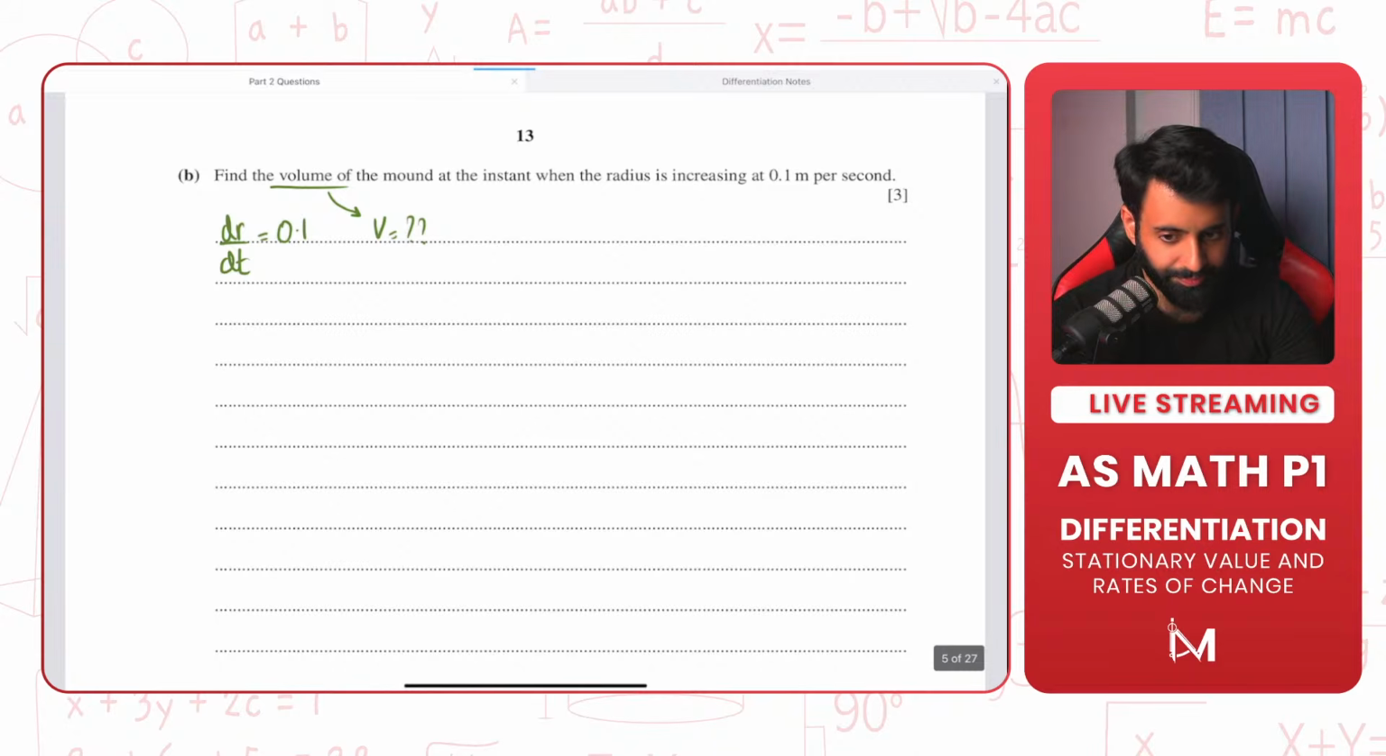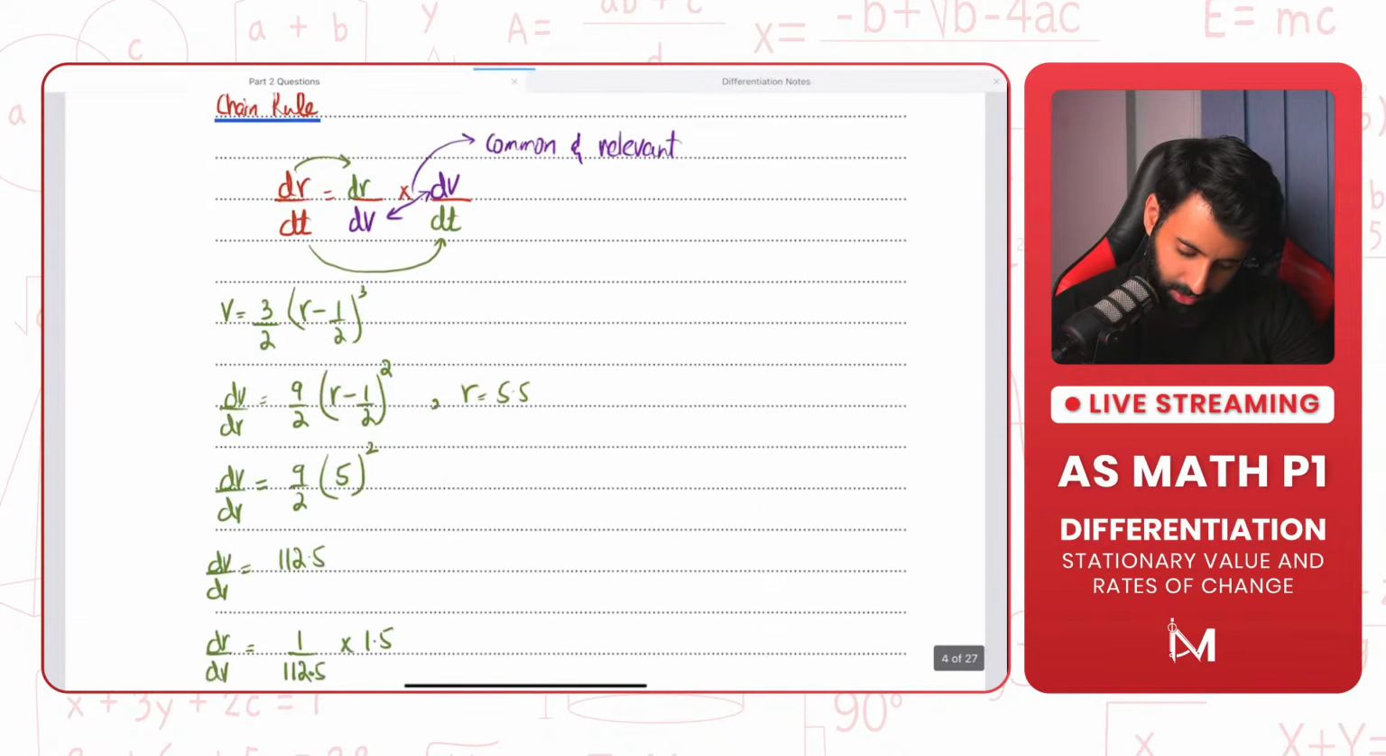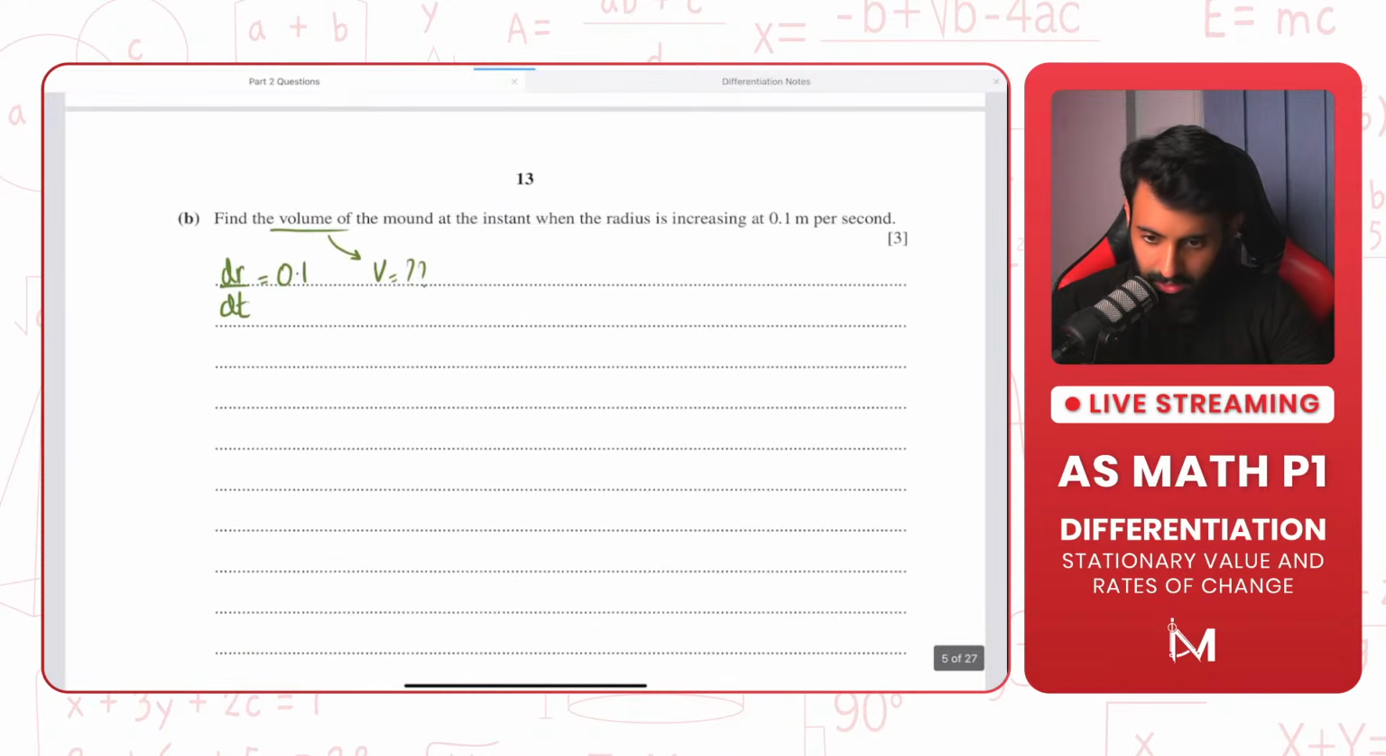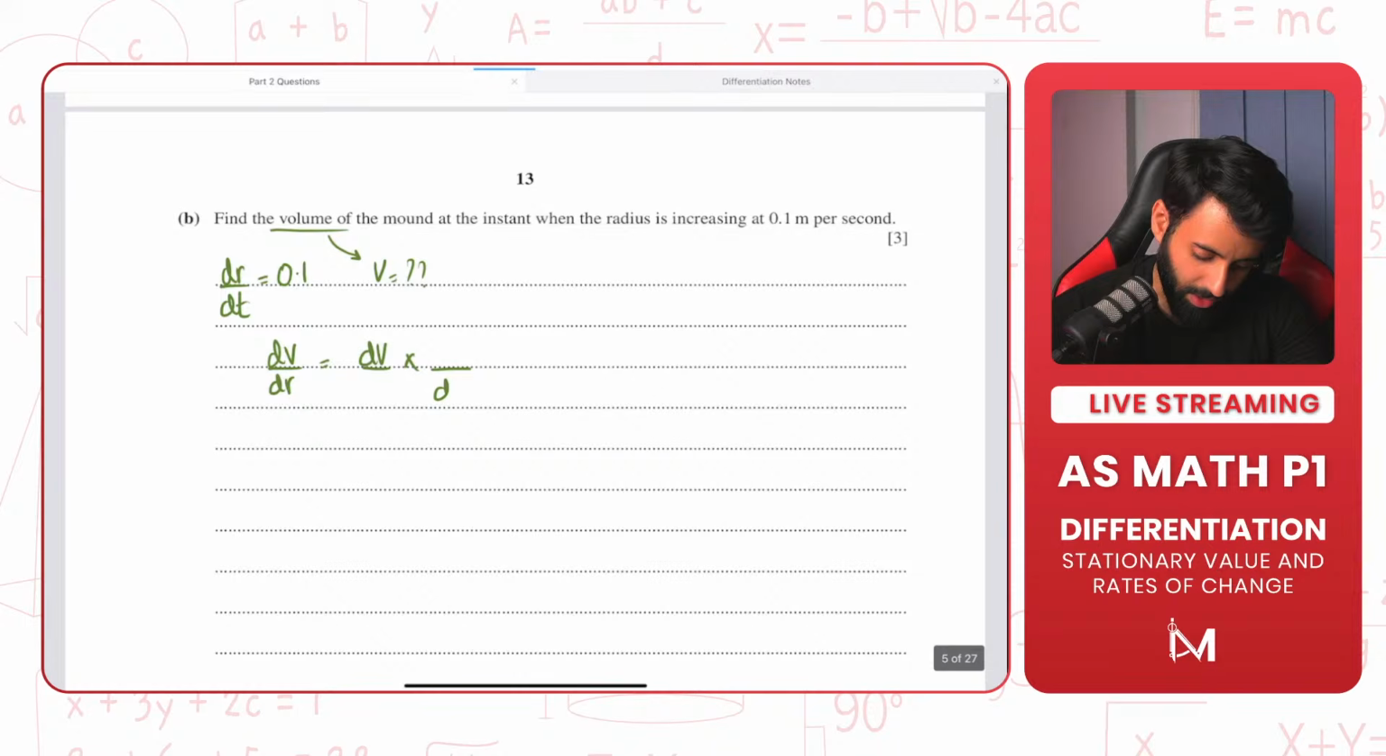Okay. Now, so when dr upon dt is equal to 0.1, so what we can do is this. We can actually use this to find out dv upon dr. How? Let's see. So if you go back to the question, this is actually more of an integration question, but we can still do it. Let's see. So dr, let's say we want to find out dv upon dr. How can we do that? Here we'll have dv and here we will have dr.